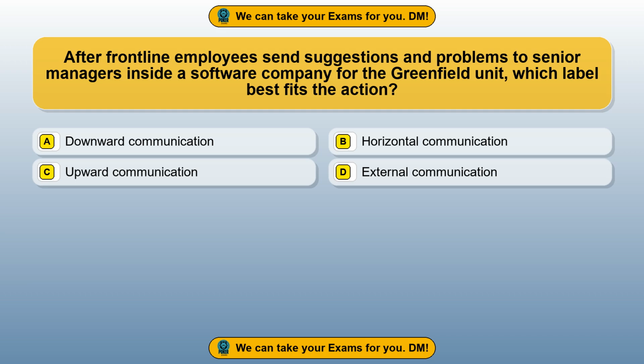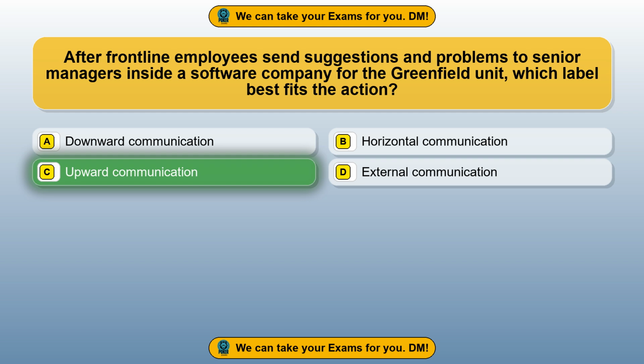which label best fits the action? Option A, downward communication. Option B, horizontal communication. Option C, upward communication. Option D, external communication. The correct answer is option C, upward communication.